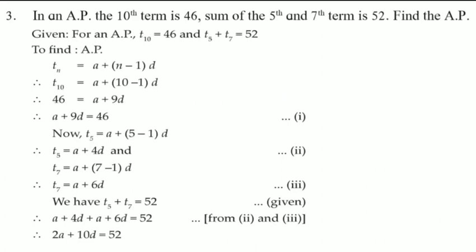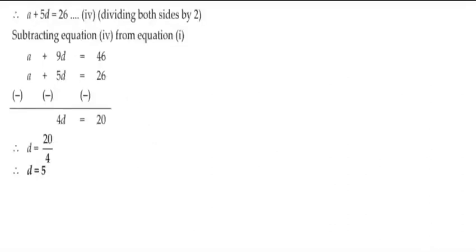So when we add up, what are we going to get? A plus 10D is equal to 52. Now observe this equation. You will find that every coefficient is divisible by 2. So let us divide the equation by 2. When we divide it, we are going to get A plus 5D is equal to 26. We have divided both the sides of the equation by 2. Okay. So number this as equation number 4.